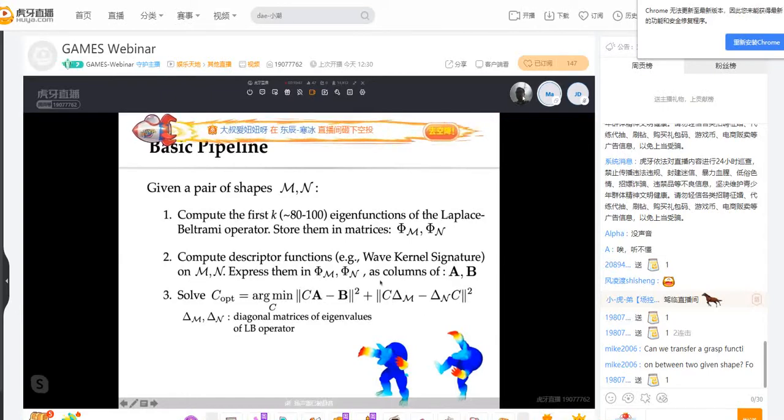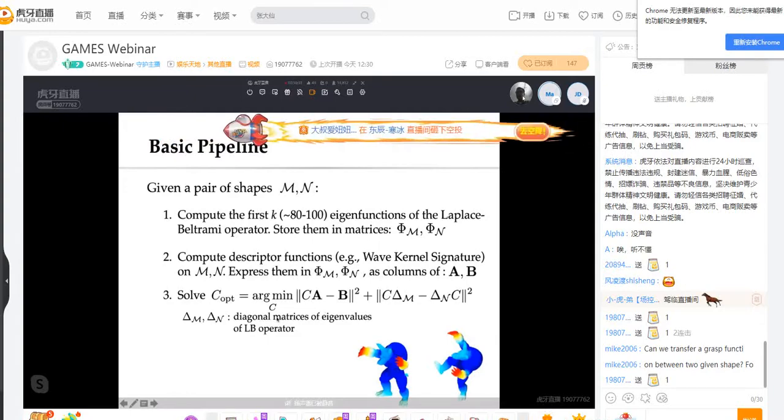And also the C should commute with the Laplacian operator, right? In practice, the Laplace-Beltrami operator, when expressed in the basis of the Laplacian, is actually a diagonal matrix of eigenvalues. So this is a very easy constraint to enforce.